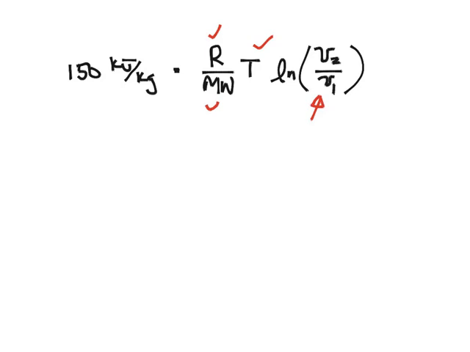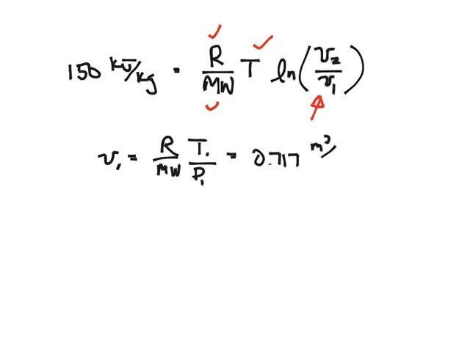So we can do this using the ideal gas law. V1 equals R over molecular weight times T1 over P1, which we're given in the problem. And so we can find V1 is 0.717 cubic meters per kilogram. Then we can plug that in, and we can solve for V2, which we find to be 0.125 cubic meters per kilogram.